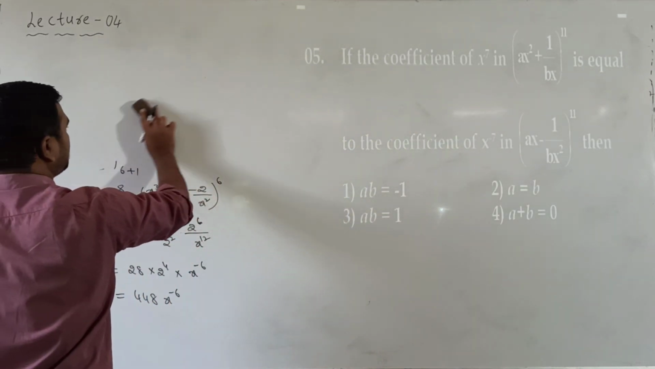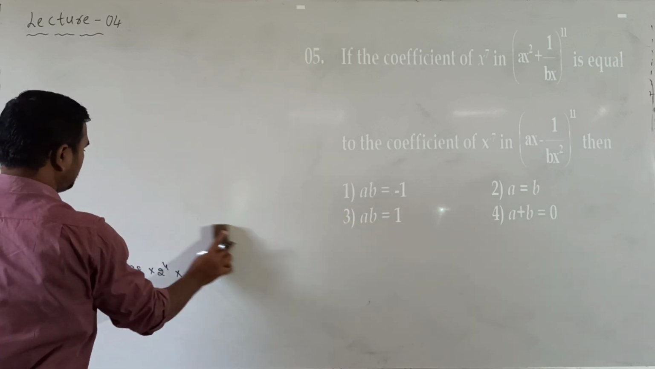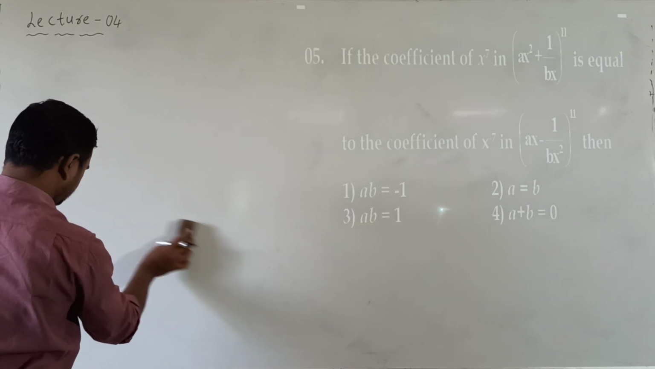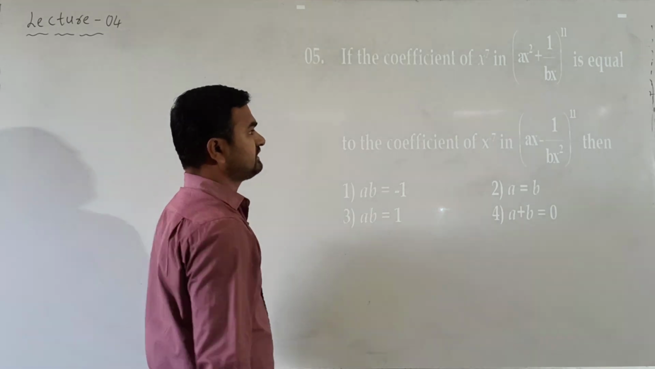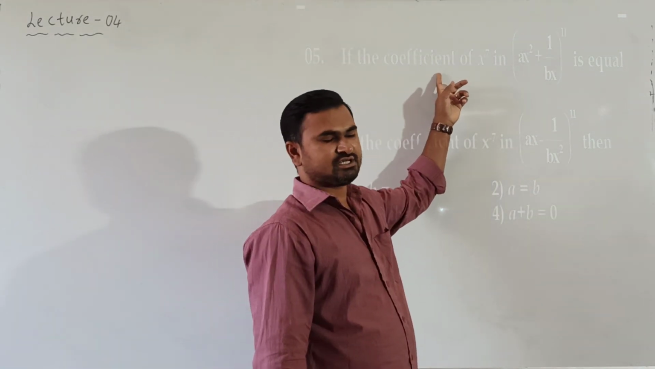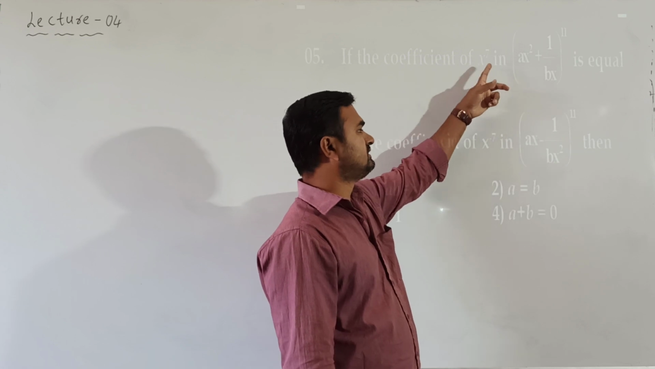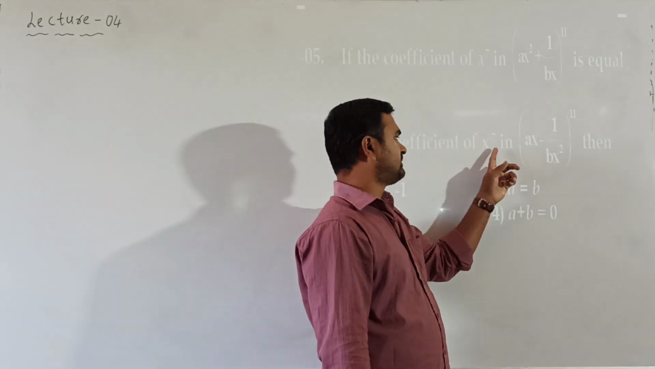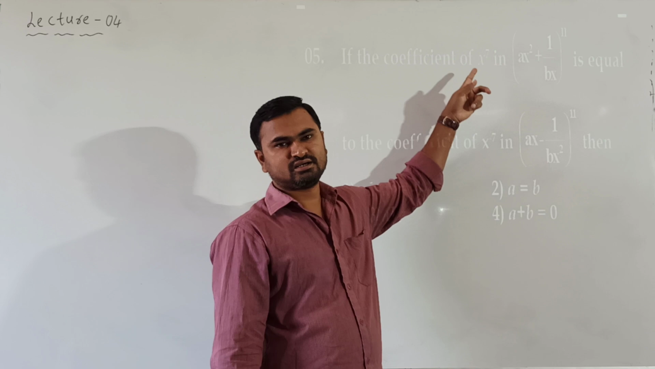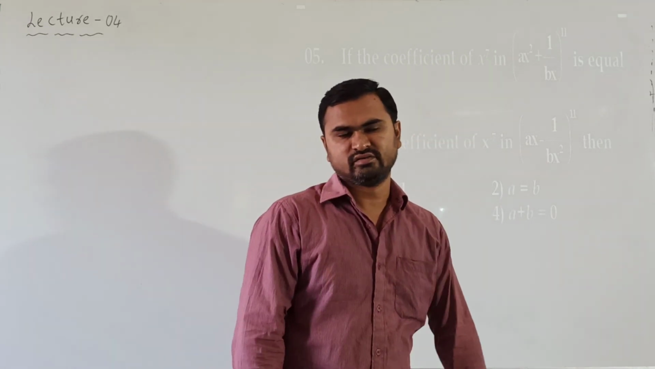So here we are given two expansions. In those two expansions, some coefficients are given equal. Now in the first expansion the x power 7 coefficient, and in the second expansion the x power minus 7 coefficient, these two coefficients are given equal.